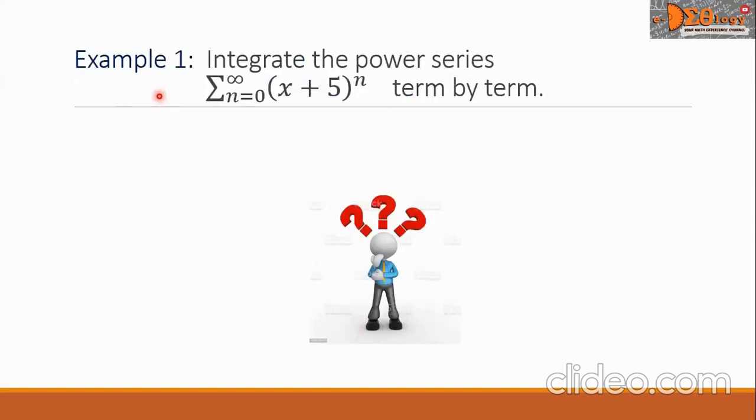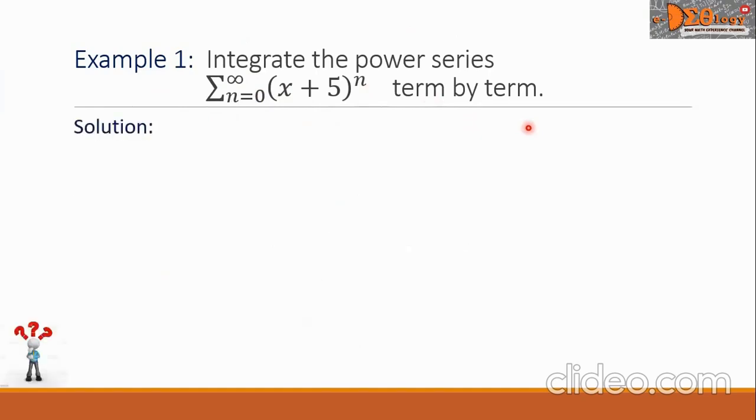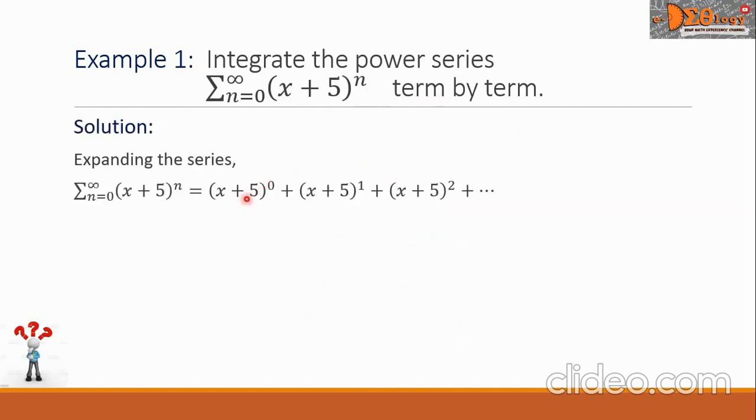Let us see example 1. Integrate the power series summation from n equals 0 up to infinity of the quantity x plus 5 raised to n, term by term. Let us expand the series into the quantity x plus 5 raised to 0, plus the quantity x plus 5 raised to 1, plus x plus 5 raised to 2, plus and so on.